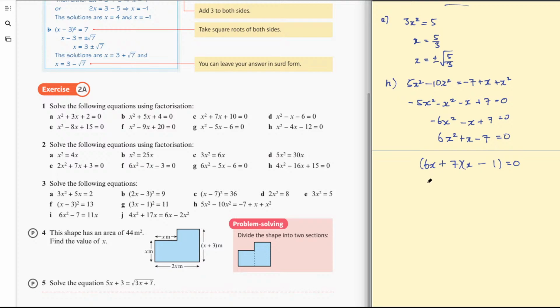Okay, and then we need to solve it. So if this equals 0, 6x plus 7 equals 0, and or x take 1 equals 0, and then x will equal negative 7 on 6, and x equals 1. Okay, so that was my solutions for H.